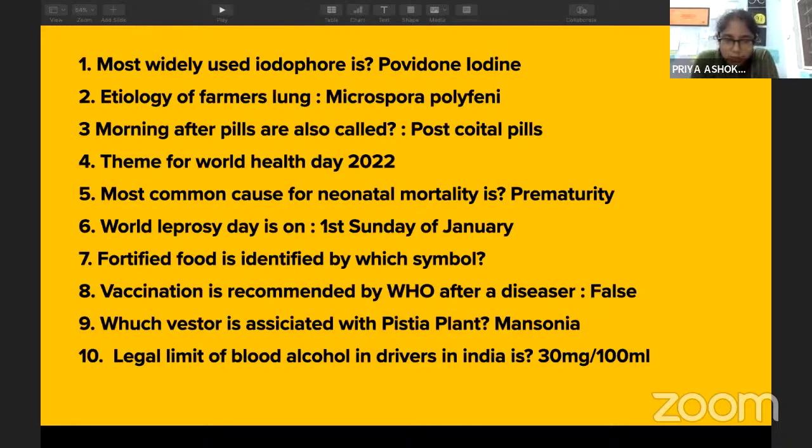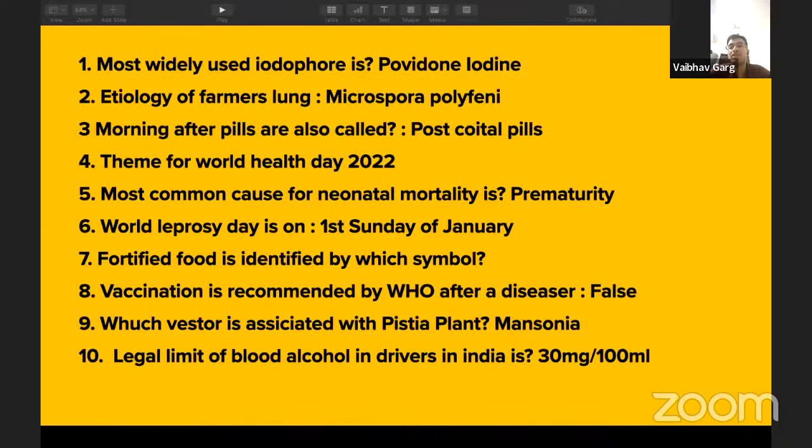And this vaccination is recommended by WHO after a disaster. You told true, right? It's actually false. See, do you know why? Why is vaccination not recommended? Doesn't it depend upon the type of disaster? Like in case of floods, some of the diseases will be on a higher prevalence rate just after disaster. So the vaccines catering to that particular disaster, like for the vector-borne diseases, would be advised for mass immunization.